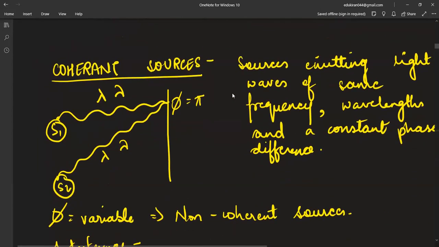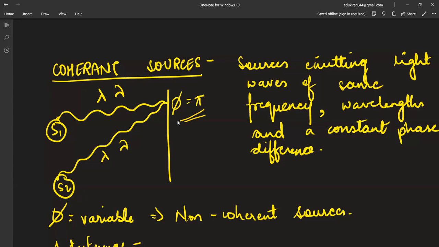Now starting with coherent sources, and the same thing about non-coherent sources. See, if this is one source which is emitting one wave, and this is another source emitting one more wave, and the wavelength of both waves is the same, the frequency is also the same, and the phase difference is fixed. For example, if I say the phase difference between them is pi, that is 180 degrees. This is constant. It is not changing when the wave is propagating.